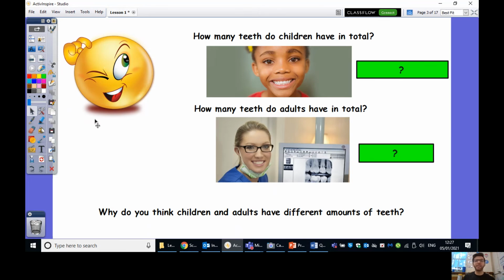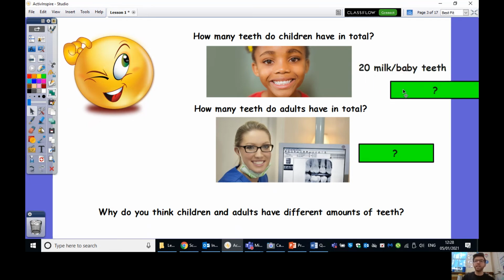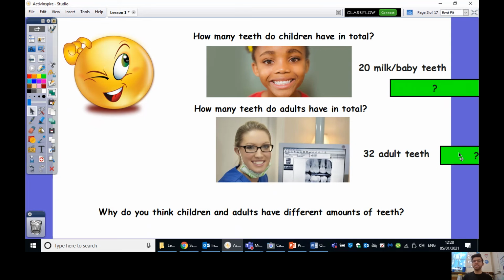Okay, so we're going to have a look at how many teeth you've got. This will vary from person to person as children, but generally children have 20 teeth, which are called either milk teeth or baby teeth. You may have heard both of those. So 20 teeth, and then adults have 32 adult teeth.